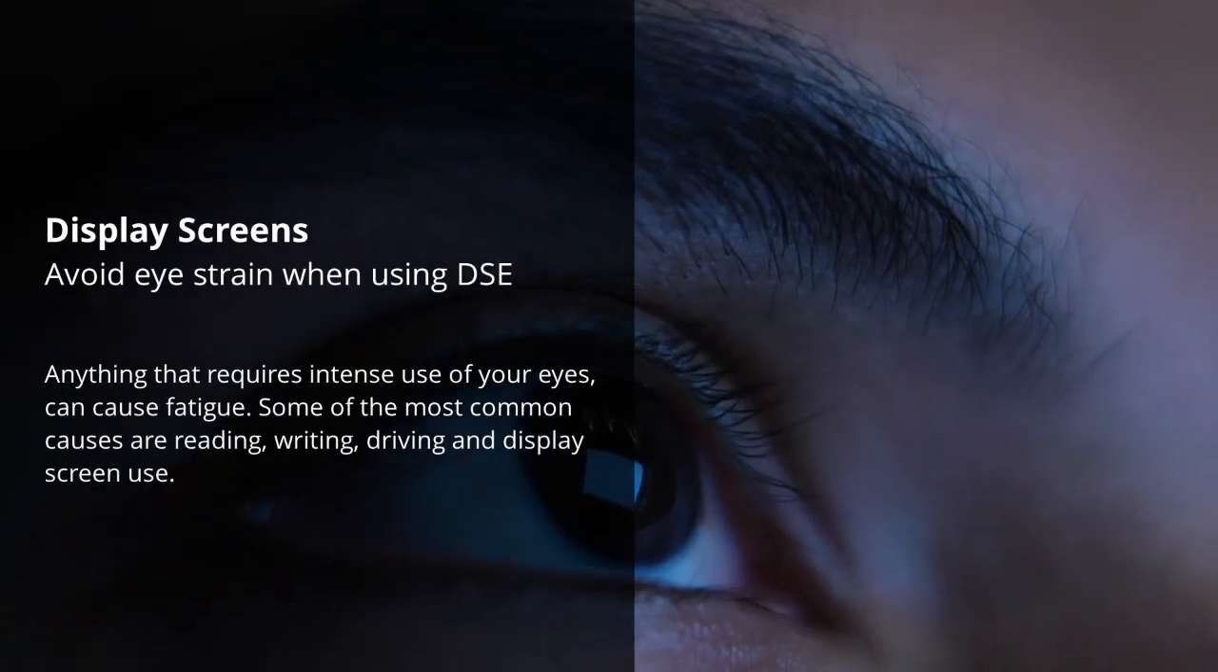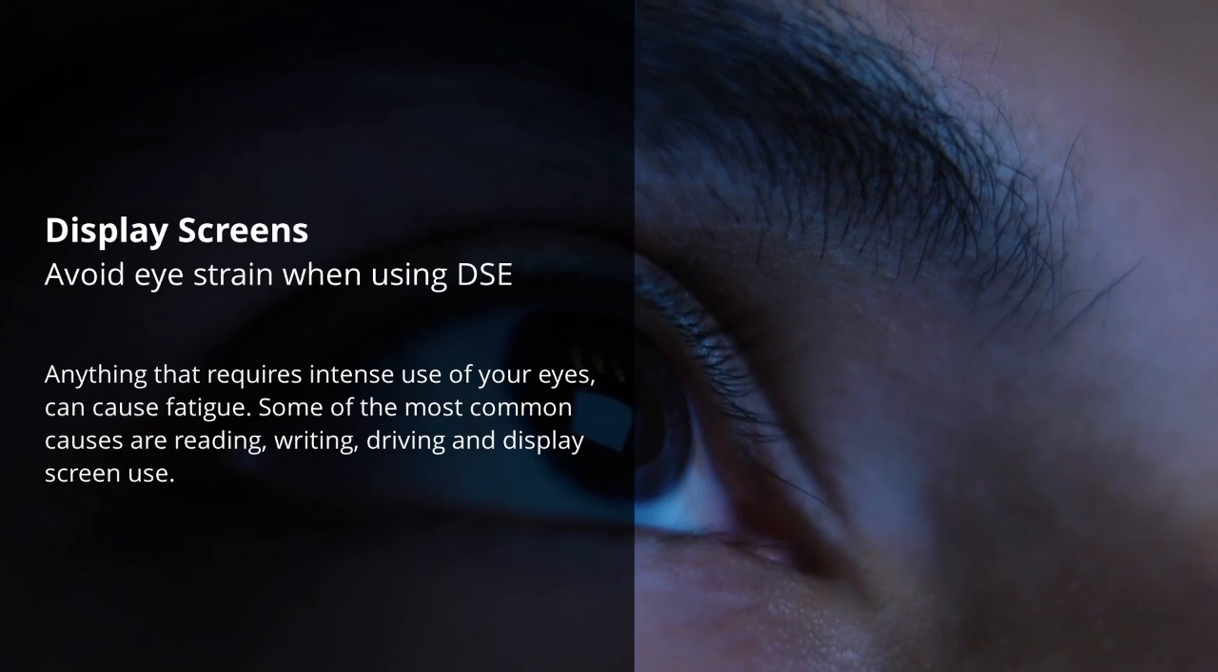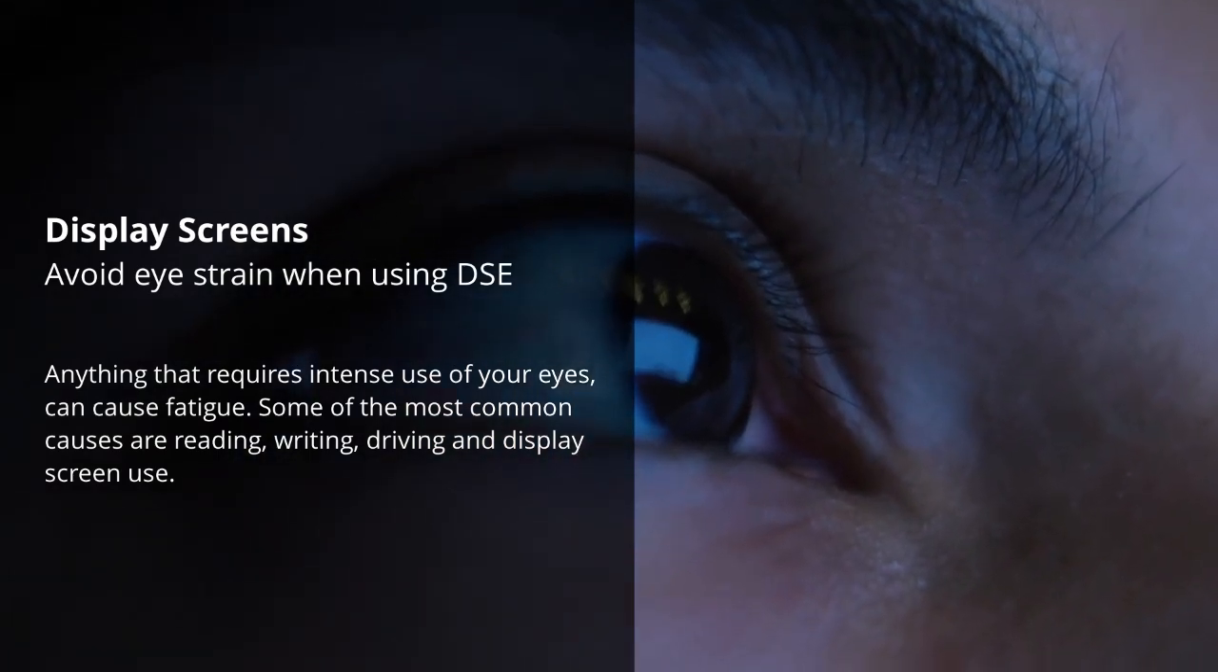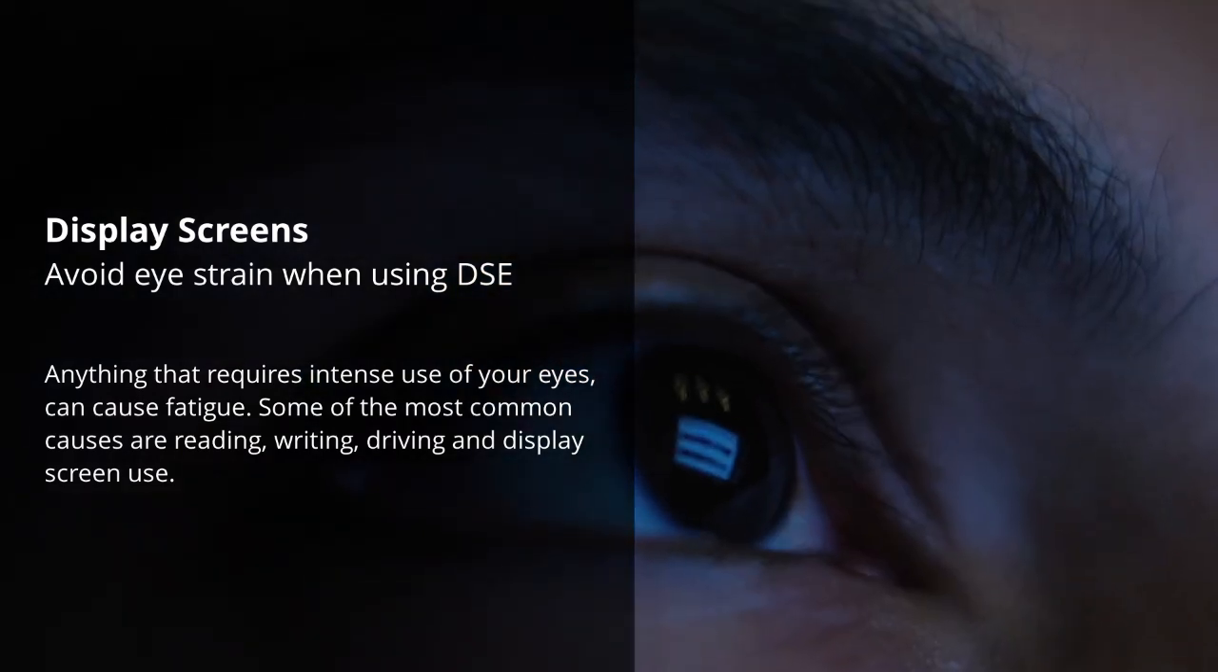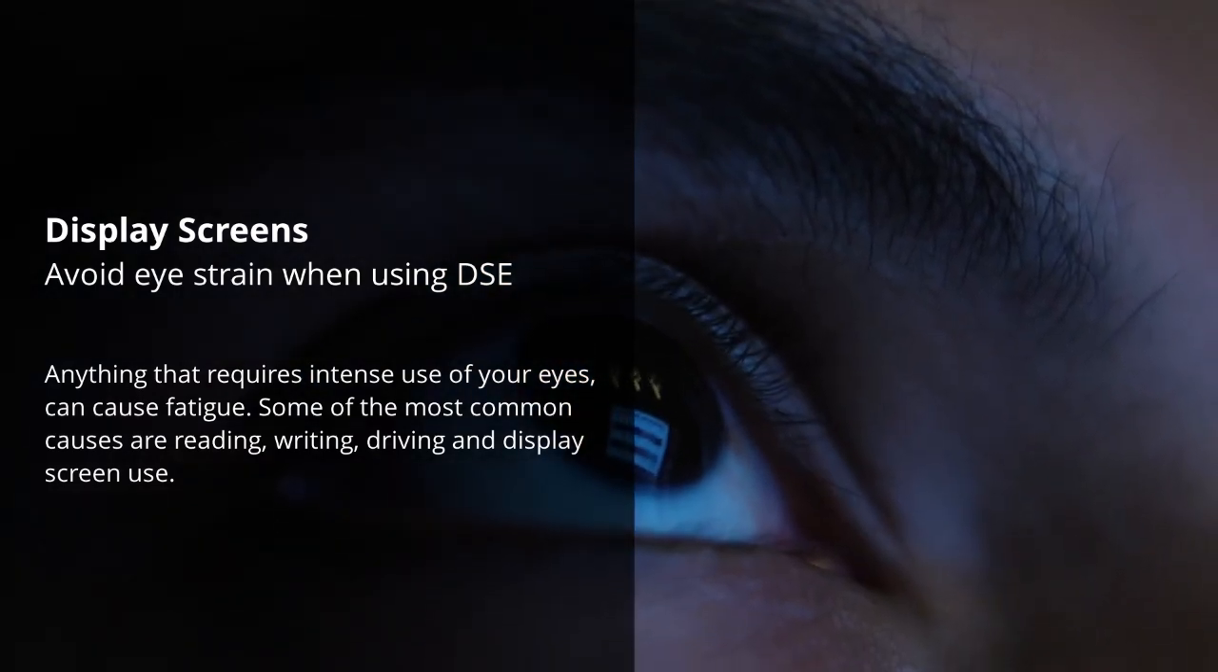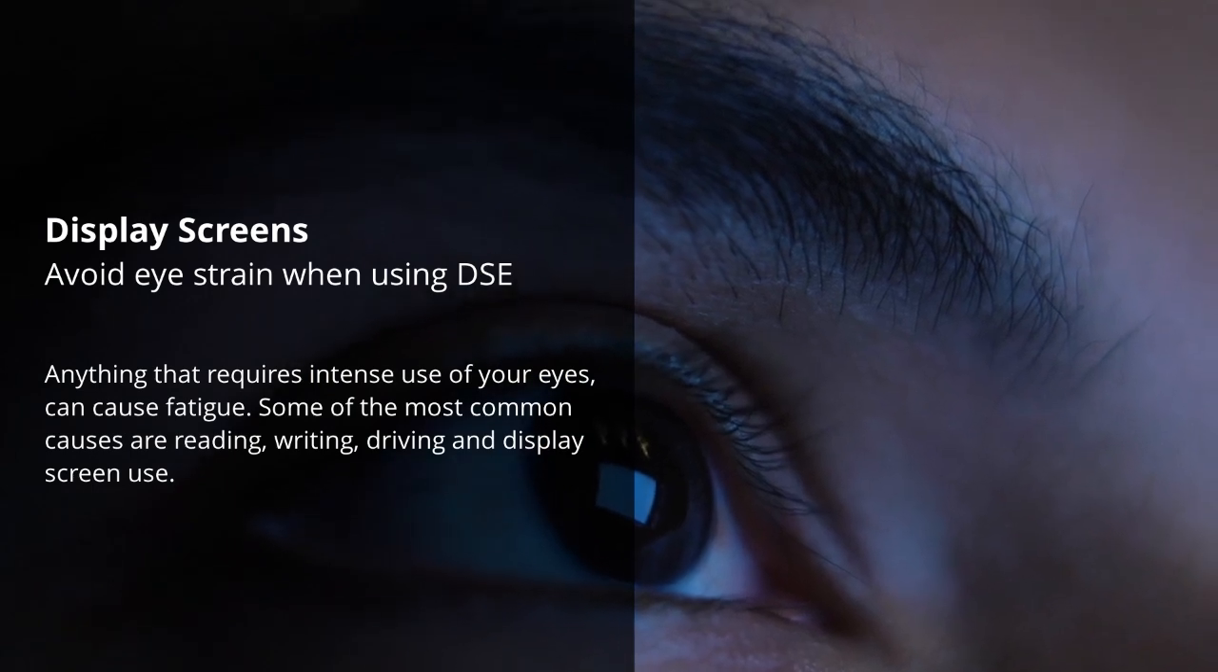Anything that requires intense use of your eyes can cause fatigue. Some of the most common causes are reading, writing, driving and display screen use. To avoid eye strain when using display screens, remember the following.